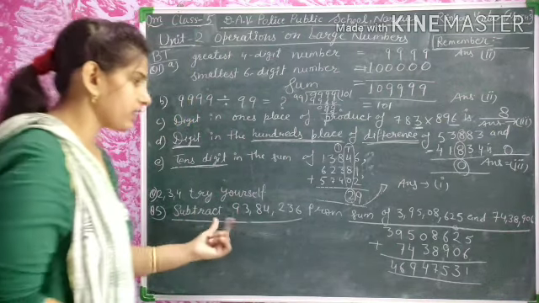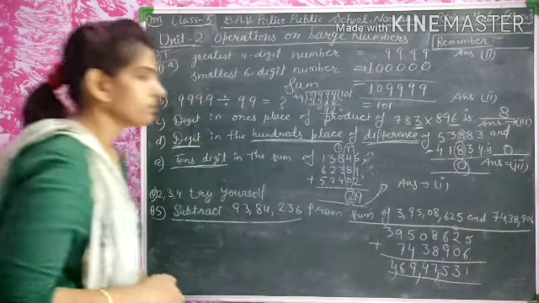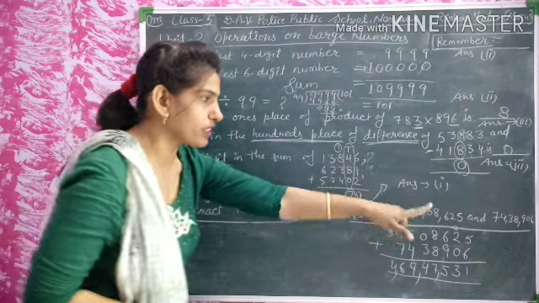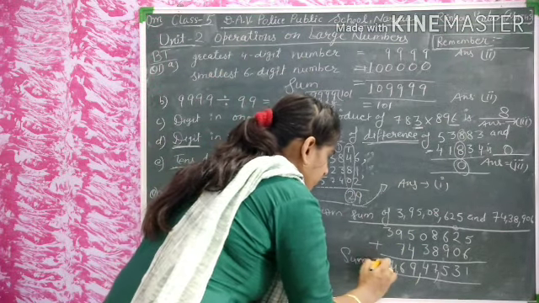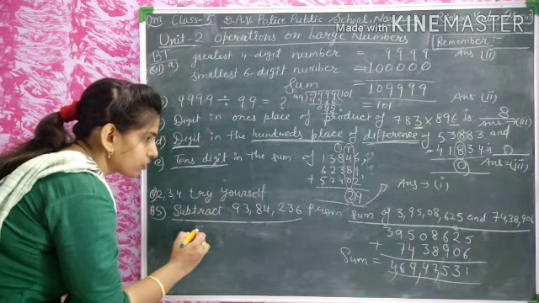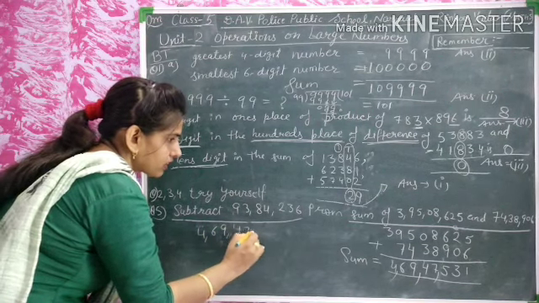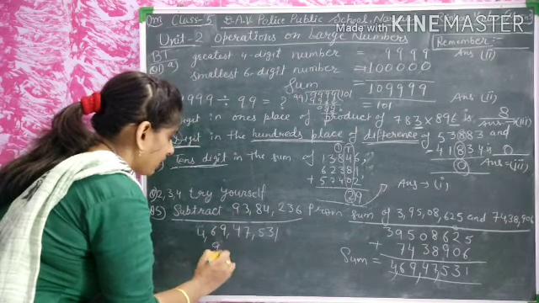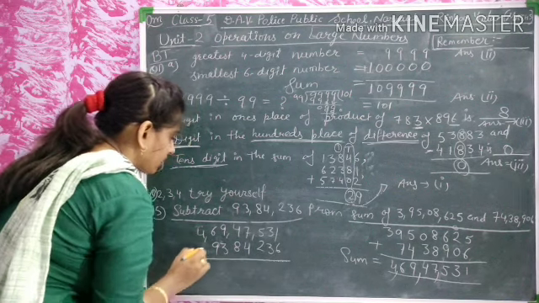Now we have to subtract it. It is asking to subtract this from the sum of these numbers. The sum of these numbers is this. So subtract here. The subtraction is 4, 6, 9, 4, 7, 5, 3, 1 and subtract this 9, 3, 8, 4, 2, 3, 6. Now subtract it.